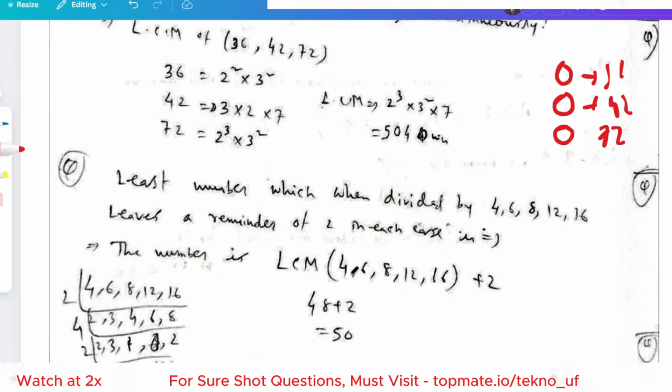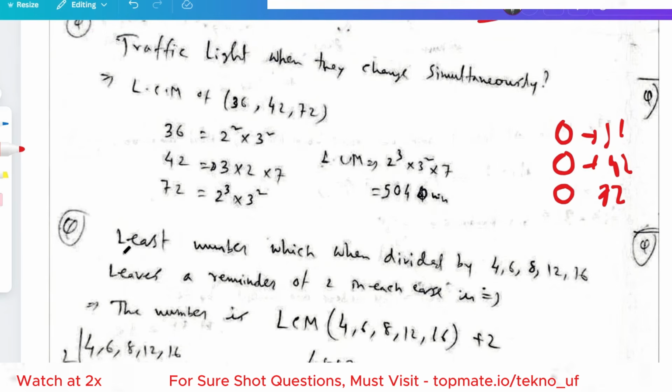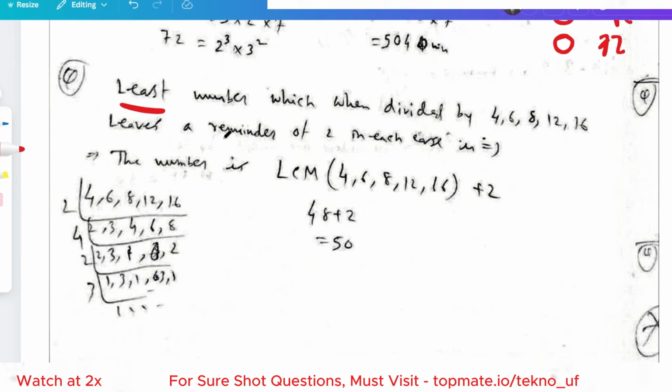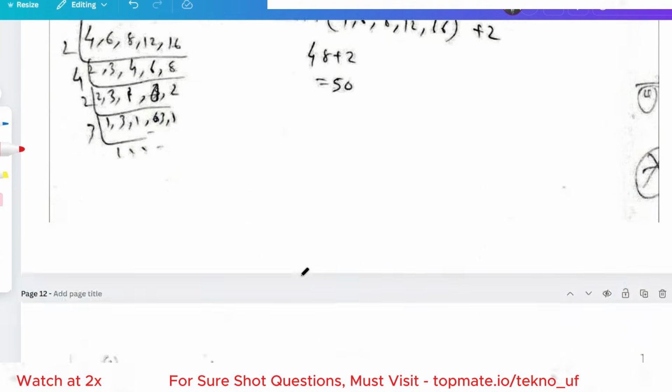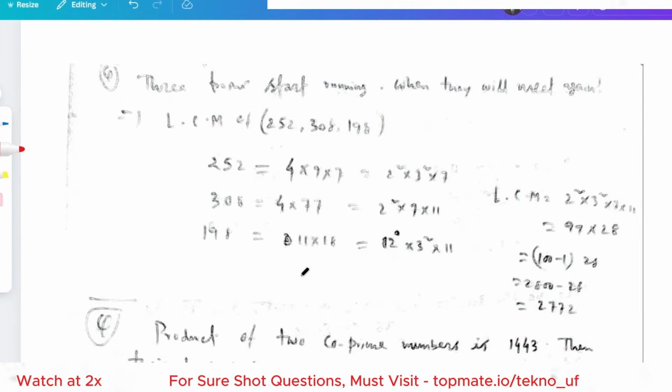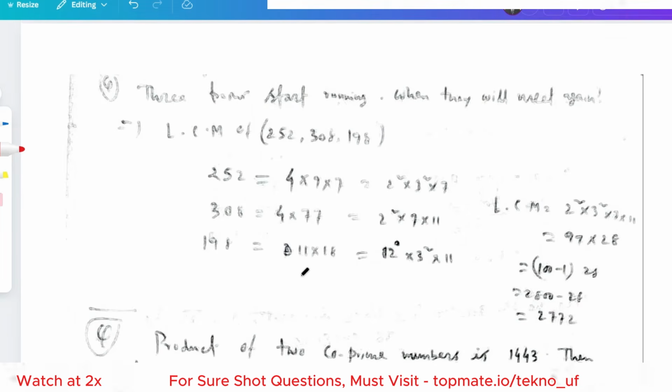The next type of problem is this: 3 rows. One thing here, as you can see, they have said least number, right? Least means you have to go with LCM. Just remember that. And as the remainders are the same, the +2 method will apply. So the next problem is 3 rows.